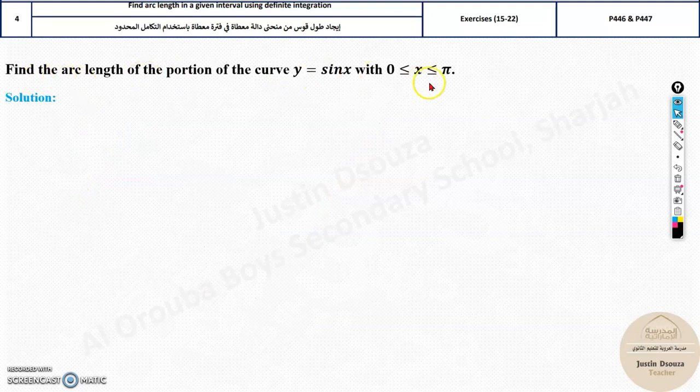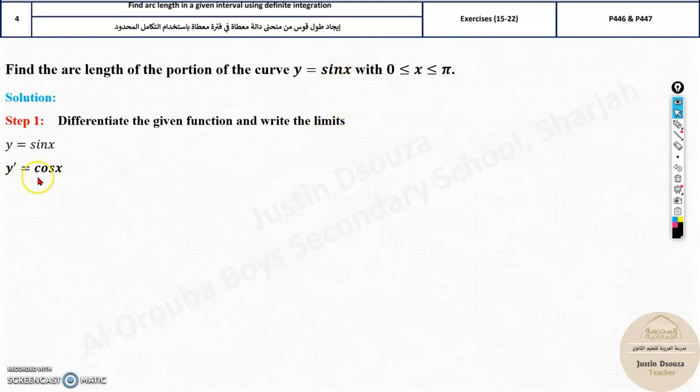Here they have asked to find the arc length for this particular equation y equals sin x with x from 0 to pi. Now, how do we solve? First and foremost is to differentiate. Whenever it comes to arc length or surface area, you have to differentiate. Now, don't get confused with integrals. The derivative of sin x will be cos x, just positive cos x. Whereas if it was an integral, it would be minus cos x. So you need to differentiate between differentiation and integrals.